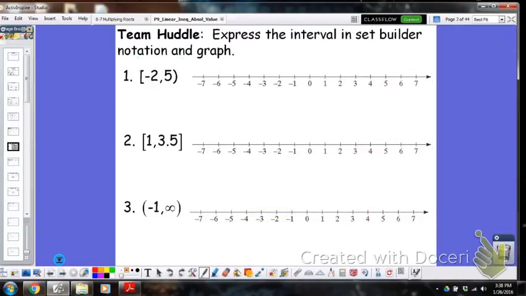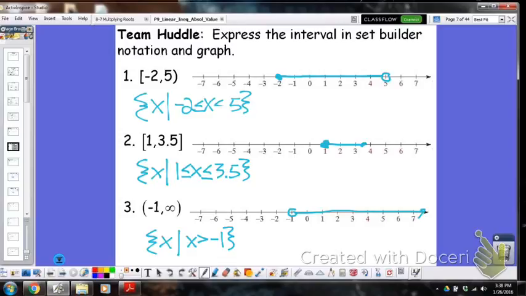So now I want you to do a couple by yourselves. Go ahead, write the set builder notation, then graph it. So pause your video now, and then when you're ready for the solution, unpause it. So here are solutions to the problems. If you need to, go ahead and pause the video to check your solutions, and when you're ready to go, unpause it.